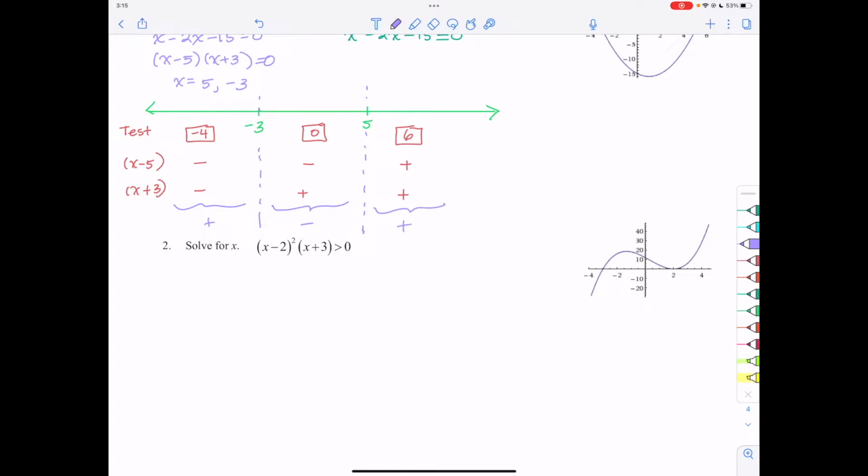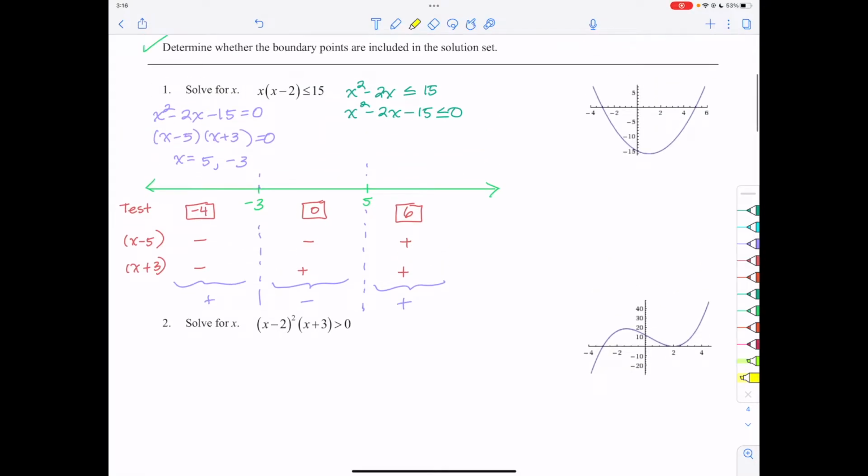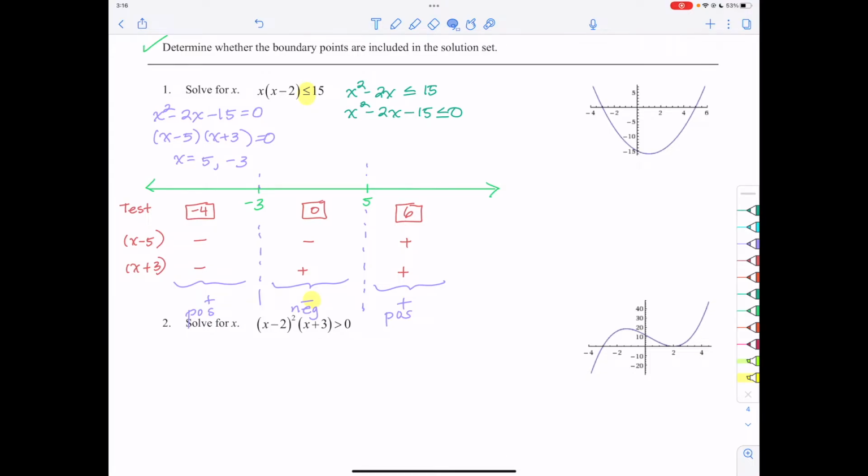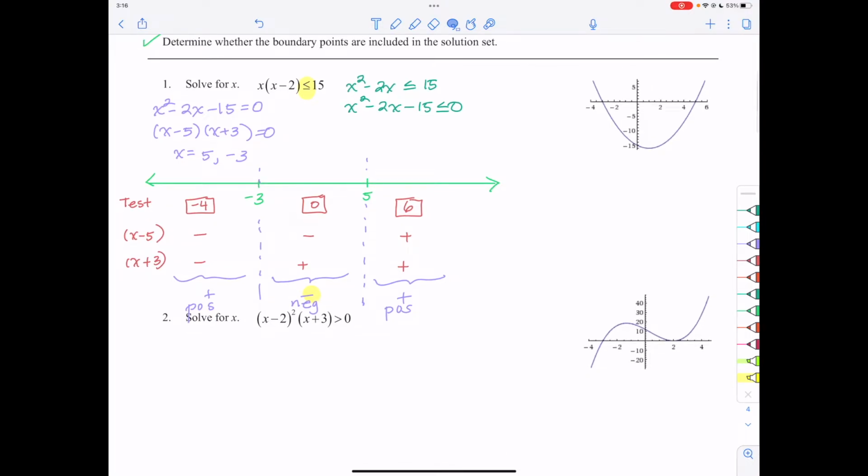Well, what we are looking for in this problem is less than or equal. So here we have negative. This would be positive, and this would be positive. So what we have here, let me see if I can move some of this up just a little bit so it looks a little bit better.